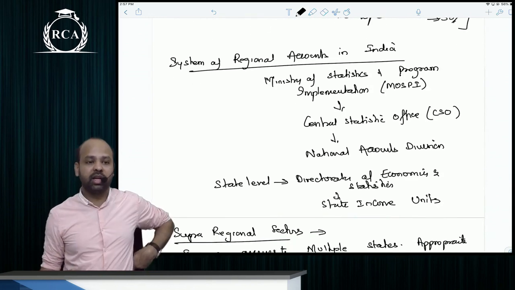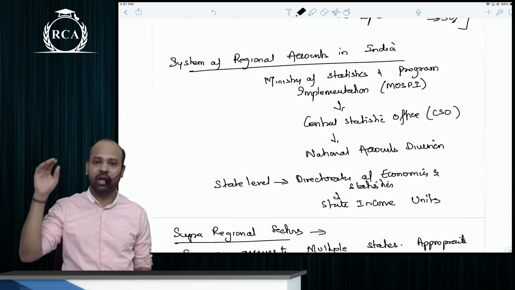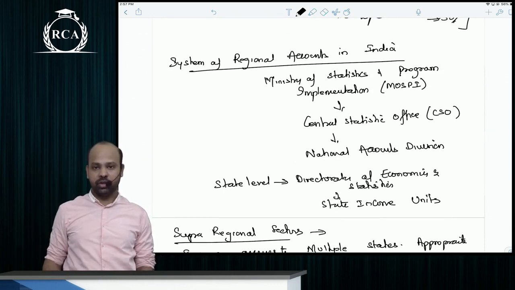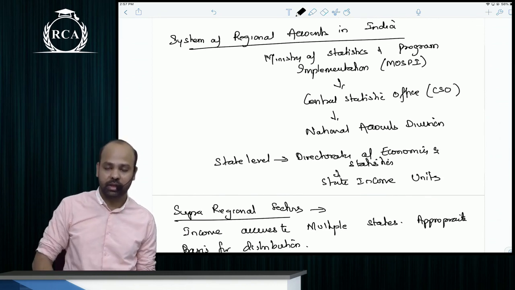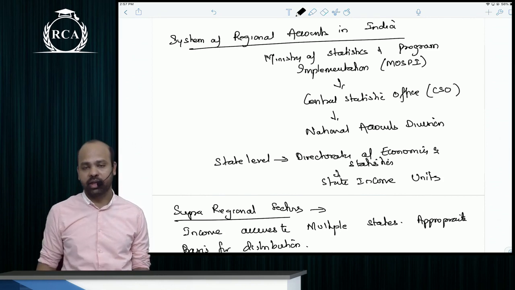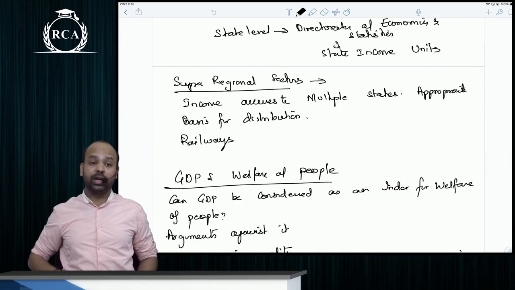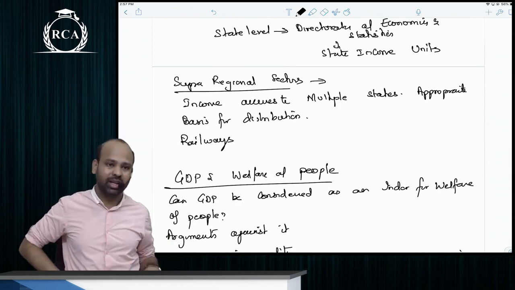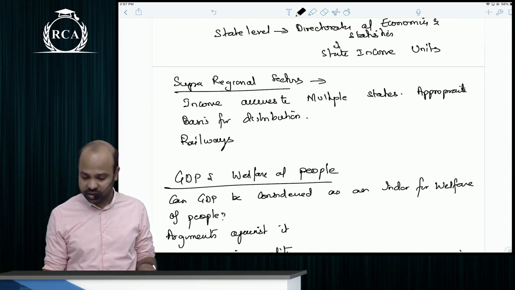On the system of regional accounts in India, we have the Ministry of Statistics and Programme Implementation, under which we have the Central Statistical Office, under which we have the National Accounts Division. At the state level, we have the state directorates of economics and statistics, under which you will have the state income units. There can be supra-regional sectors, those sectors that add to the economic activity of more than one state. So there should be a reasonable basis of allocating it to different states.